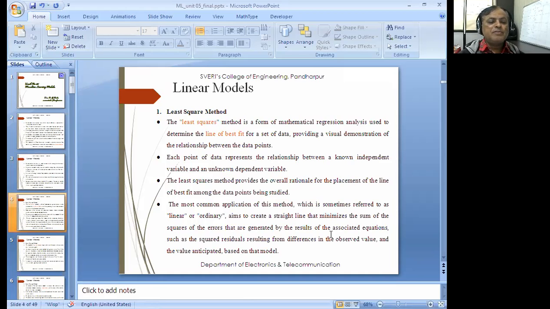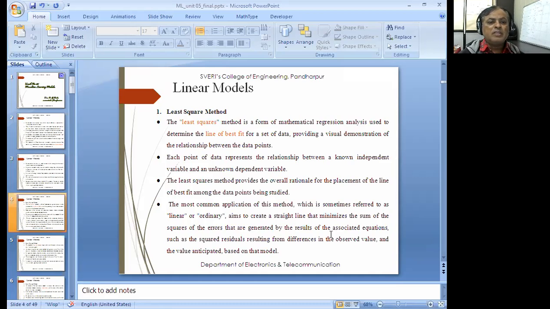So we are going to see different methods. The first one is the least square method. The least squares method is a form of mathematical regression analysis used to determine the line of best fit for a set of data, providing a visual demonstration of the relationship between the data points. So what is this least square method? It is used to determine the line of the best fit for the set of data.